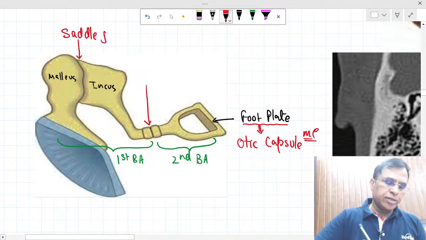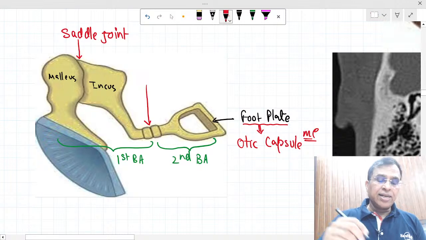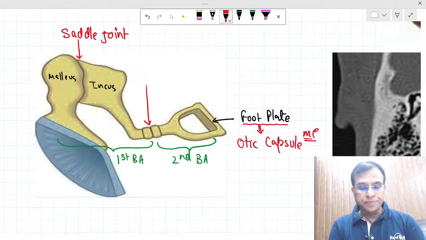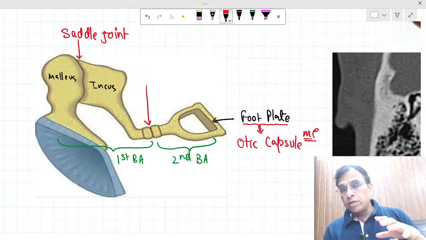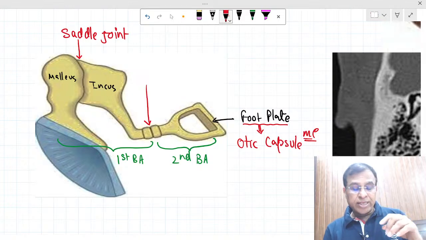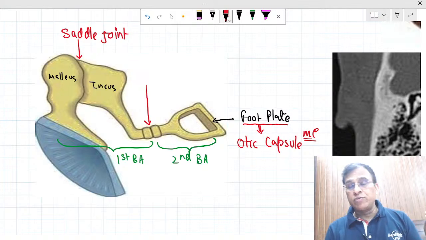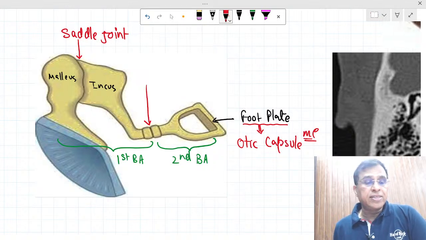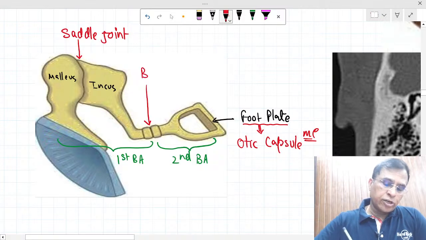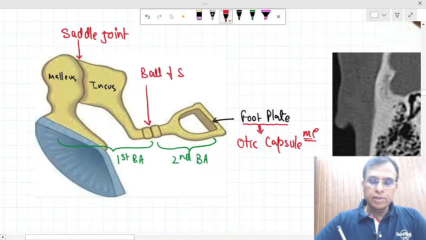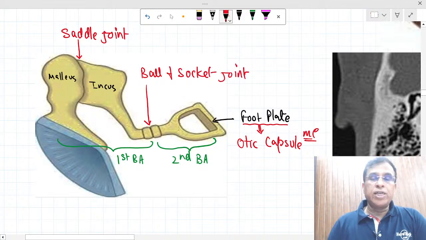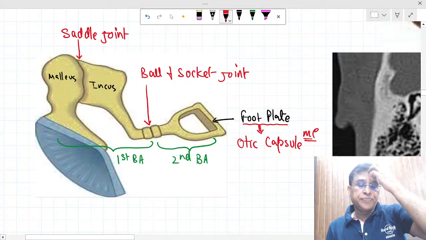Now saddle joint was asked in the last November INI set exam. They had shown an image of the middle ear with ossicles. They had pointed at this joint and asked what type of joint is this? Saddle joint. Very simple. And what type of joint is the joint between incus and stapes? The second one, that is ball and socket joint. And this is what Yuvraj Singh Chauhan is telling you, ball and socket joint.